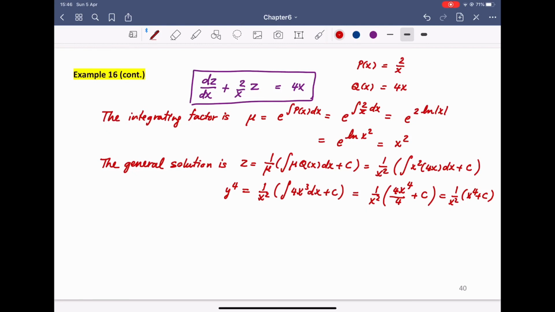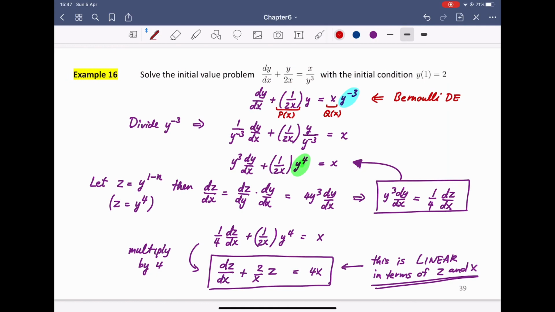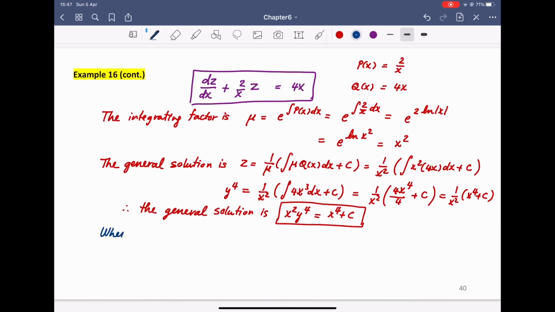If you simplify a little bit, the general solution is x squared times y to the 4th power equal to x to the 4th power plus c. This is my general solution, but the question asks for the particular solution at y(1) equal to 2. So when x equal to 1, y equal to 2.